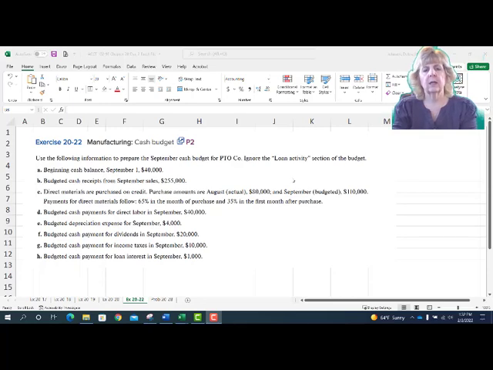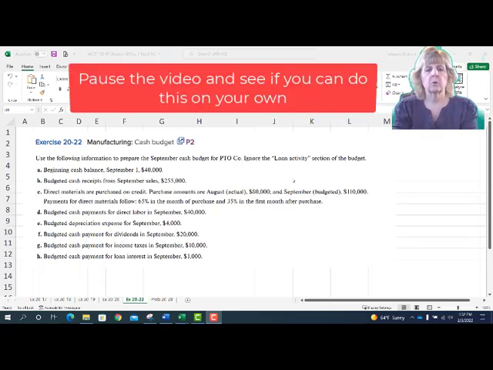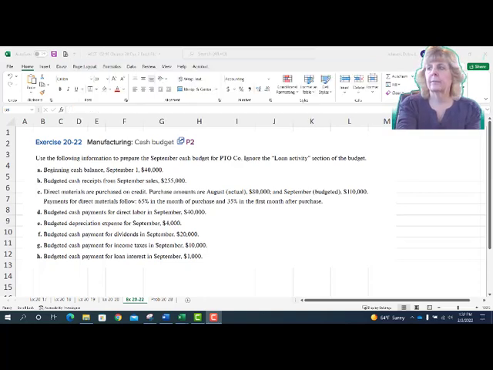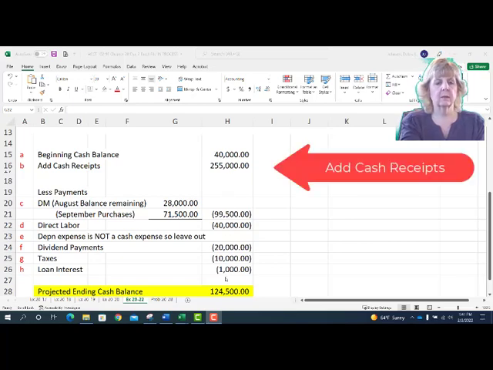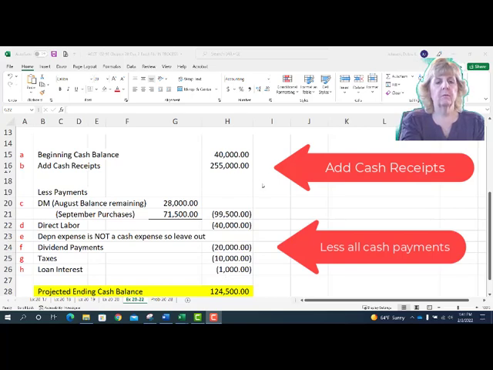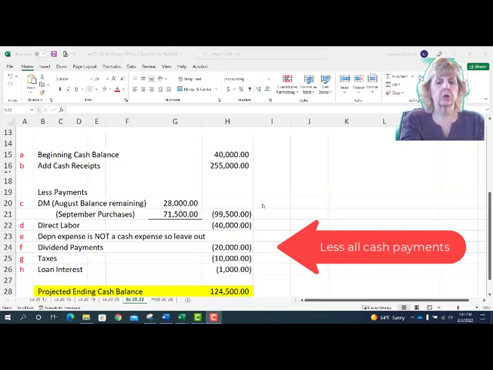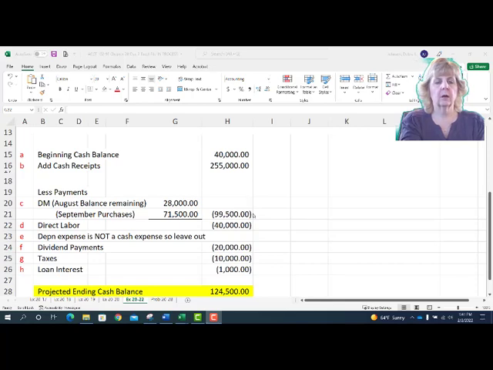I'm going to pause the video and give you some time to work this out. Let's come back and compare the answer. Let's see how you did. As far as the setup, we should see a beginning balance, we should see cash receipts added, and we should see all the various payments subtracted. Most of the information was given to you. Double check the payments and make sure that you calculated the payments for direct materials correctly. Also make sure that you did not include letter E.